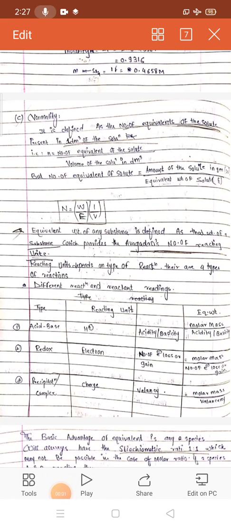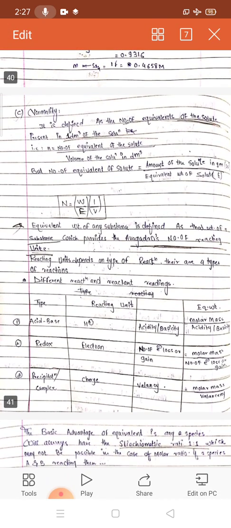We're going to discuss normality. It is defined as the number of equivalents of the solute present in 1 dm³ of the solution. That may come for the MCQs. Normality is called the number of equivalents of the solute present in 1 dm³ of the solution, and that is called the normality of that solution.